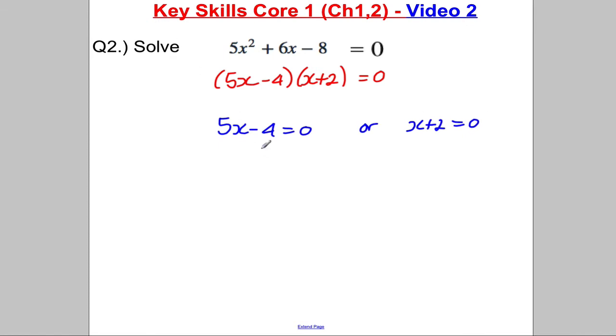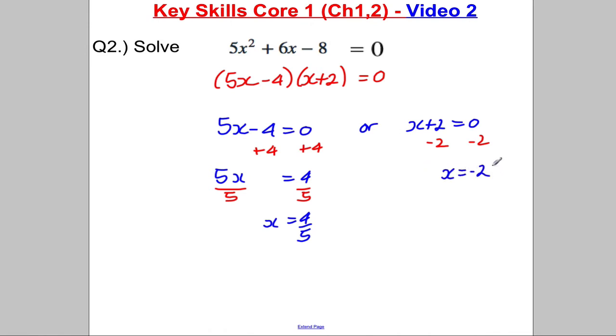We solve both. I'm going to add 4 to both sides here to get 5x is equal to 4, and then I'm going to divide both sides by 5, and I'm going to get myself that x is equal to 4/5 in that case, or in this case subtract 2 off both sides, and I'm going to get myself that x is equal to negative 2. And they're my 2 solutions to that quadratic equation up here.